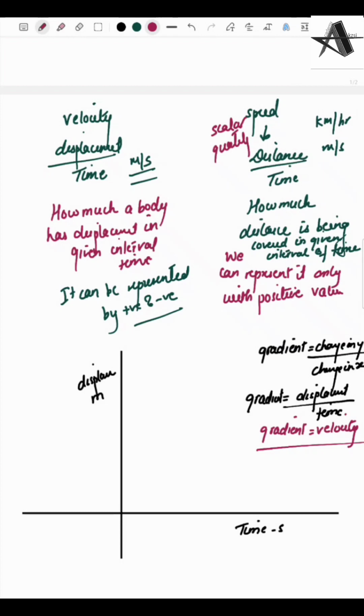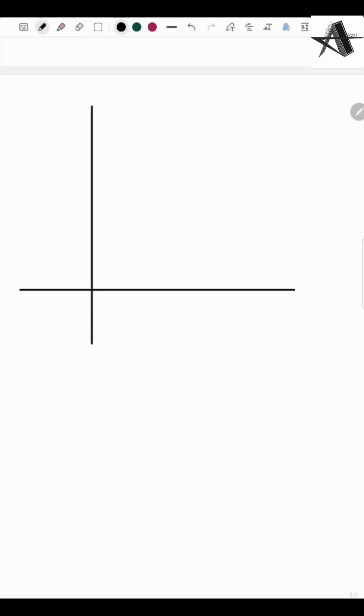Now let me see the different types of curves on a displacement time graph and what they represent. See, the first graph is displacement against time. It's like this, this, and this. If I name them A, B, C, and D.